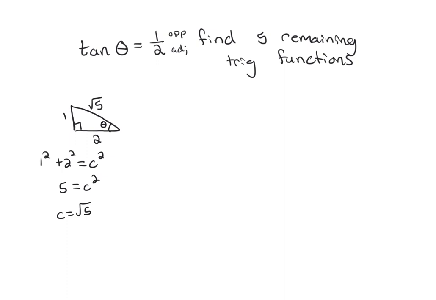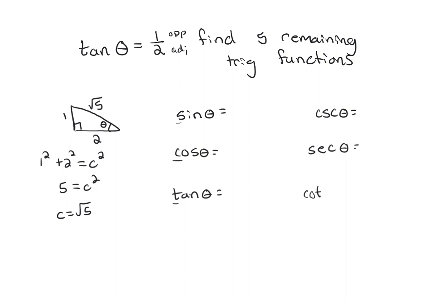So once I have all 3 sides, I can write all of the trig functions. So sine, cosine, tangent, and then their reciprocals. Reciprocal of sine is cosecant. Reciprocal of cosine is secant. And reciprocal of tangent is cotangent. Okay, let's start with the obvious one. We already have tan is 1 over 2, so flip it, cotangent is 2 over 1, or just 2.